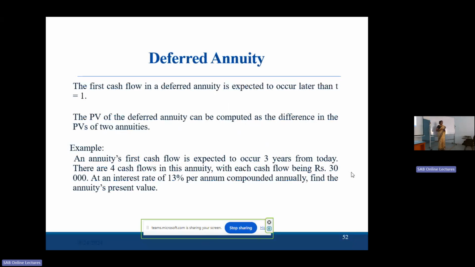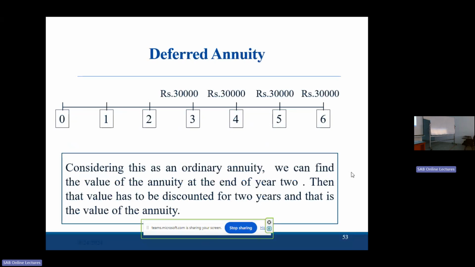There are 4 cash flows. After that, annually, you are getting 4 cash flows, each being 30,000, at an interest rate of 13% per annum, compounded annually. So this is a deferred annuity. If you draw the timeline for this one, it is like this. First 2 years, no cash flow. Then the first cash flow occurs in 3 years, at the end of year 3.